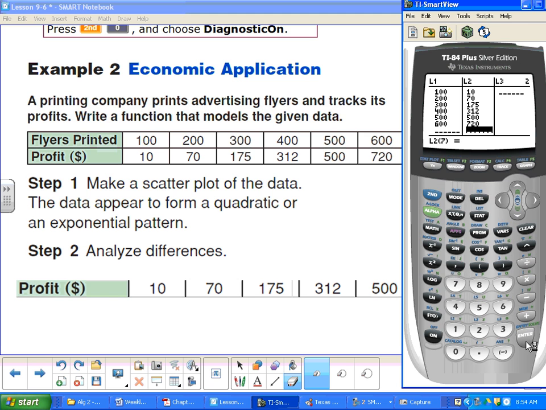So now we need a window to show this data. There is a quick way to make a window, but I want us to think about it a little bit. So what should our window be for our x values?